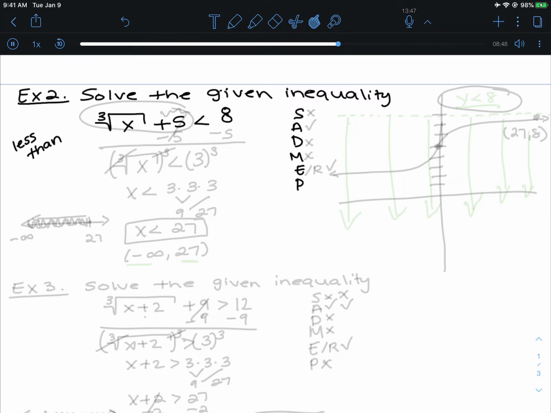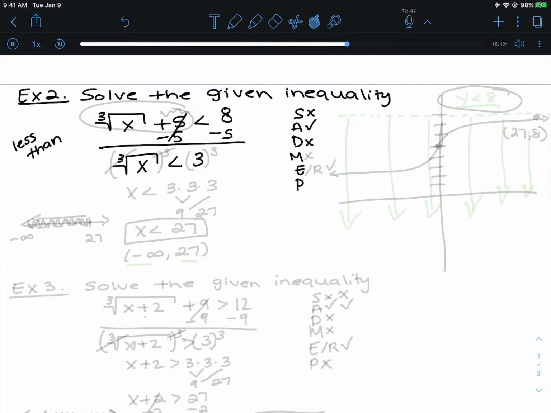Okay, so do I have subtraction? No. Do I have addition? Yes, I do. How do you get rid of addition? By doing the opposite, which is subtraction. So I'm going to subtract that. Now I'm going to get the cube root of x is less than 8 minus 5, which is 3.